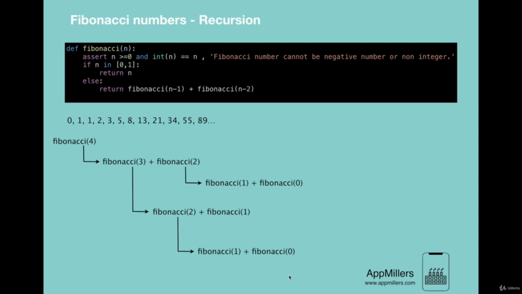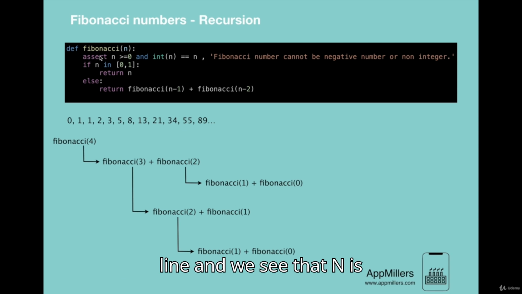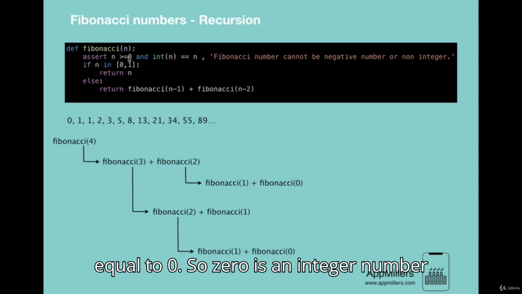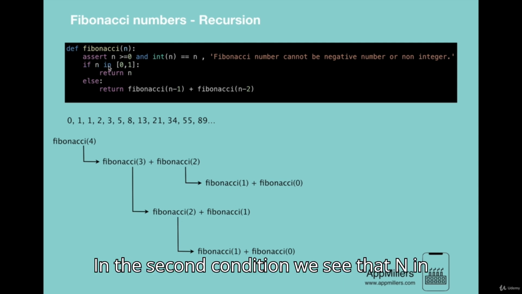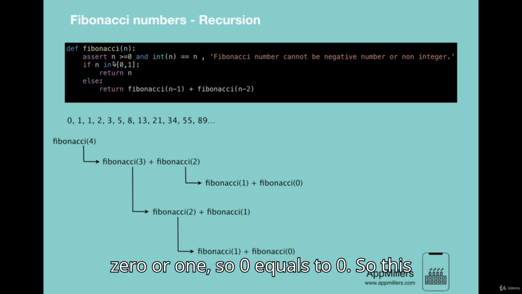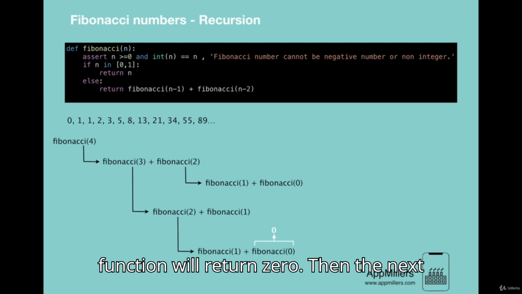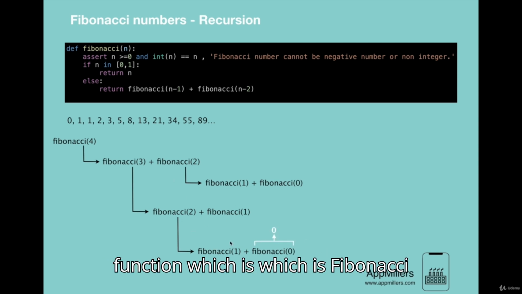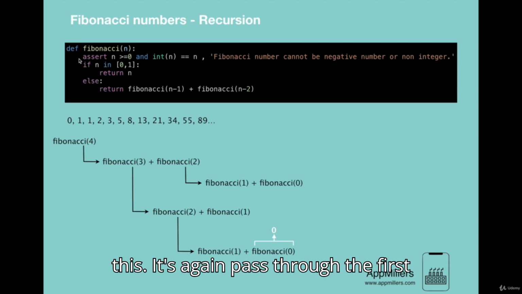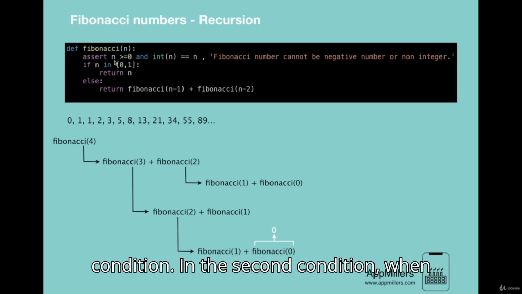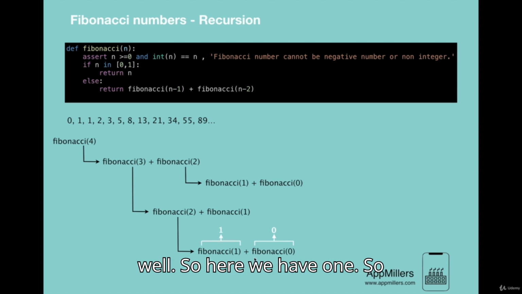From here, if our function is called with the parameter of 0, the controller will go to the first line, and we see that n is equal to 0. So 0 is an integer number, and it continues to the second condition. In the second condition, we see that n is 0 or 1. So 0 equals 0, this case will work, which means that the function will return 0. Then the next function, Fibonacci with parameter 1: when we call this, it again passes through the first condition and goes to the second condition. When n is equal to 1, it returns 1 as well. So here we have 1.